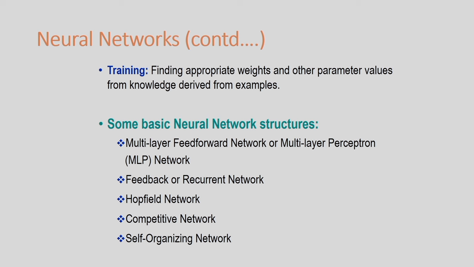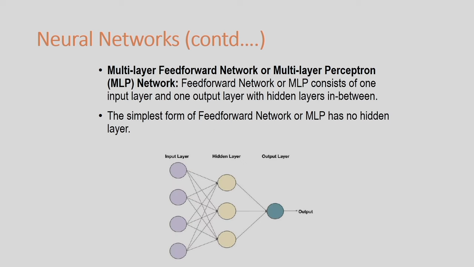And some basic neural network structures. So I am explaining some of these networks. The first one is the multi-layer feed-forward network, that is the multi-layer perceptron, MLP. Another network is the feedback or recurrent network, Hopfield network, competitive network, self-organizing network. So briefly I will explain the concept of all these networks and mainly the concept of the MLP, the multi-layer perceptron, and also the concept of the competitive network and the self-organizing network. So what is MLP? Move to the next slide.